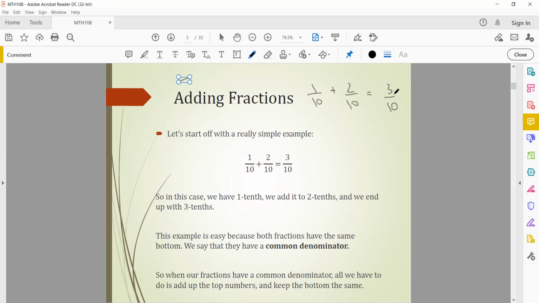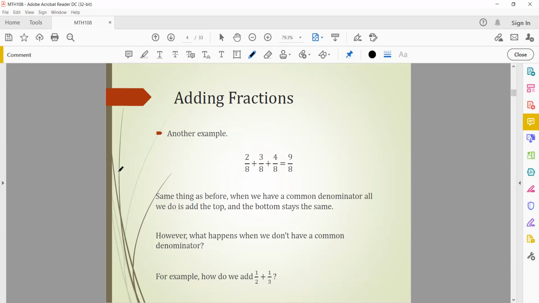And if you want to get really technical with the rule for this one, the rule would be add the top numbers and the bottom number just stays the same. You don't add the bottom number because the size of the slices doesn't change. You're just dealing with tenths in this case. So that would be the rule for that. Let's do one more where we have a common denominator. So 2 over 8 plus 3 over 8 plus 4 over 8 is equal to 9 over 8. So again, the bottom number stays the same, even in the answer, and then you just add up the top numbers.